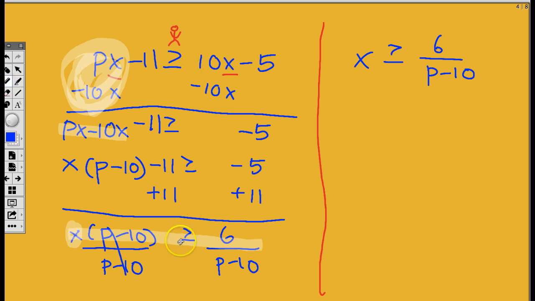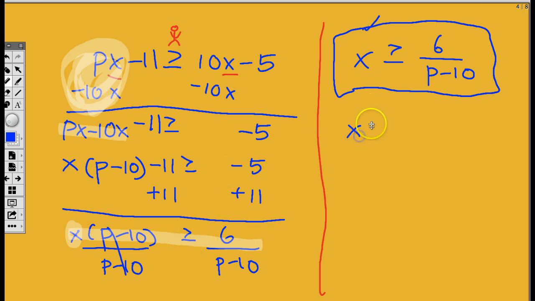I didn't stop there because if I stop there, you might think that's the answer. And that's not the answer. This is the real answer, okay? But on your test, they're not looking for you to get this answer correct. They want to see if you can get one of the steps right. So your answer for this question is going to be X, and then P minus 10 grouped together is equal to or greater than 6. And that's going to be your answer for the test.